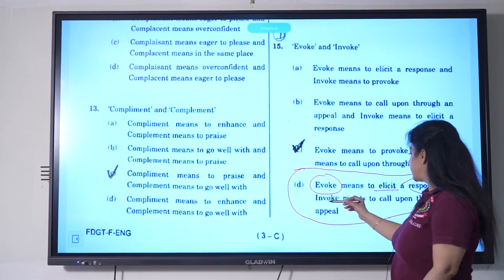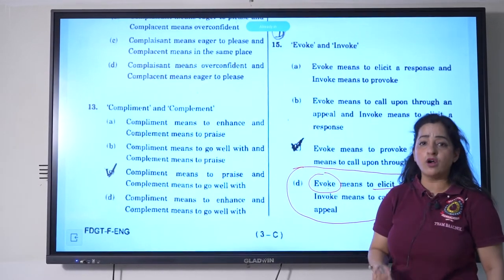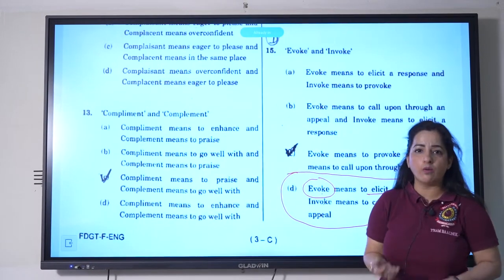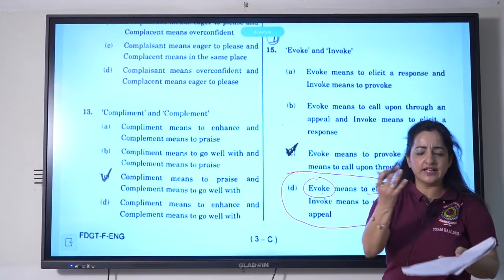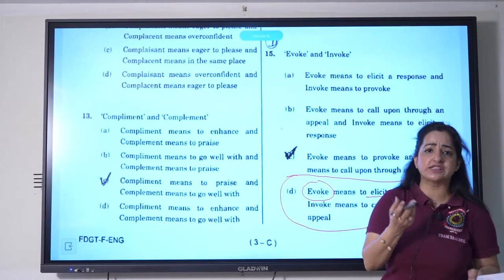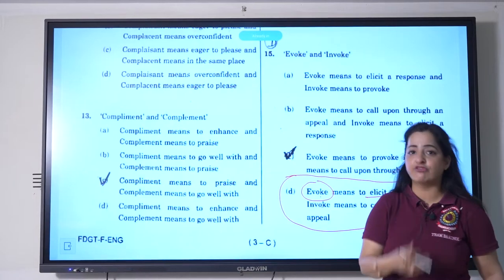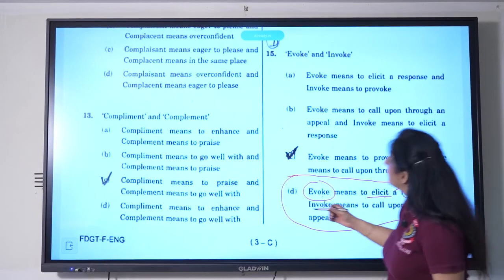Okay, and how is the word invoke used with God? Do you not pray to God? You invoke the gods. How? Through prayer, right? So appeal karte ho, request karte ho, Bhagwan se kuch mangte ho, through your prayer. You ask for help. Alright. Okay, moving on.